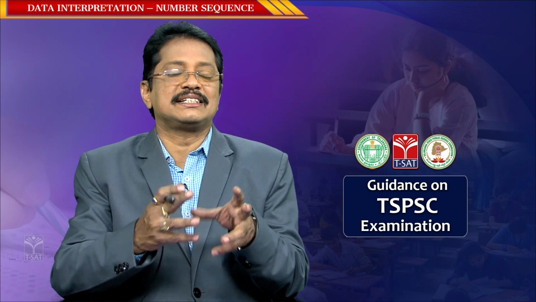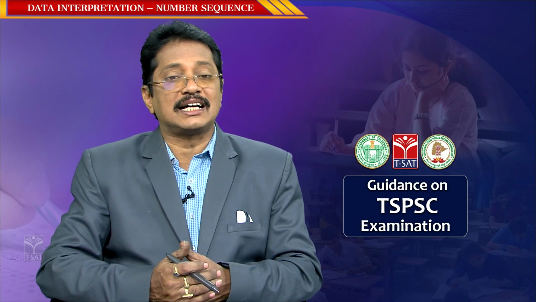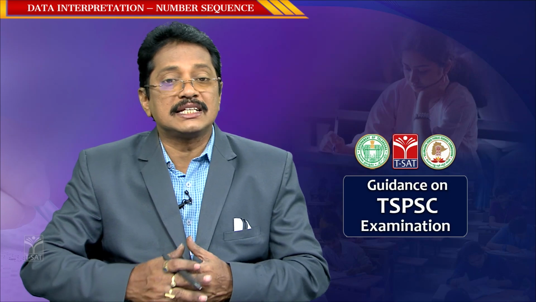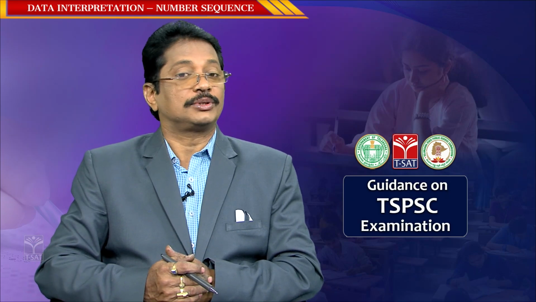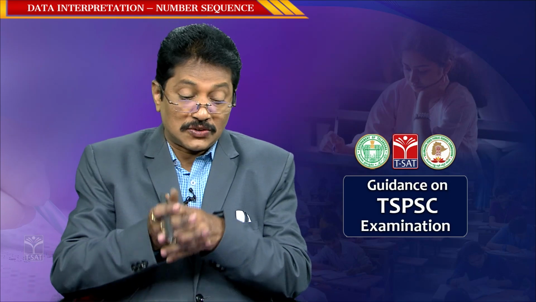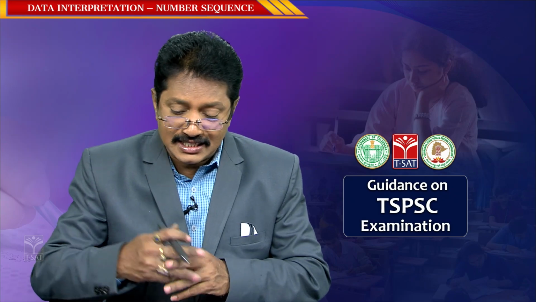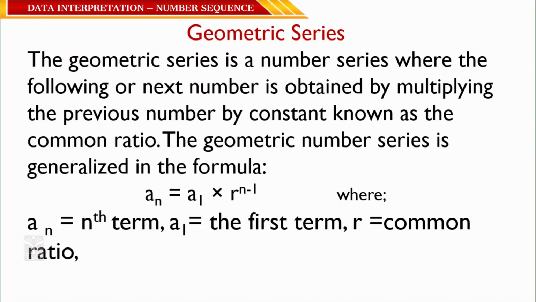That's the reason he simply said the food grains are increasing in arithmetic progression and the population is increasing in geometric progression. Then what is geometric progression? Just now see. The geometric series is a number series where the following or next number is obtained by multiplying the previous number by a constant known as the common ratio. For example, 2, 6, 18, 54, what is the next number?